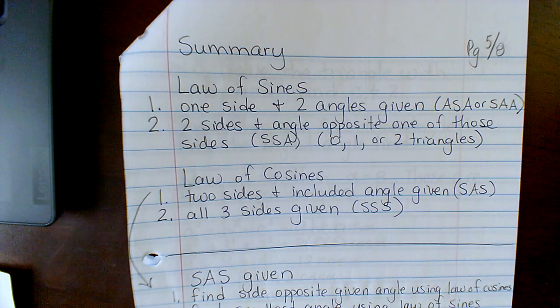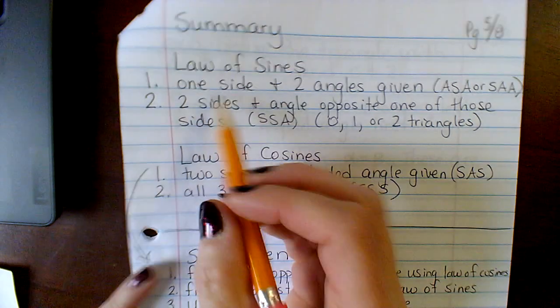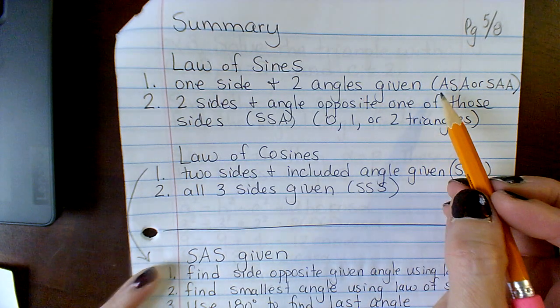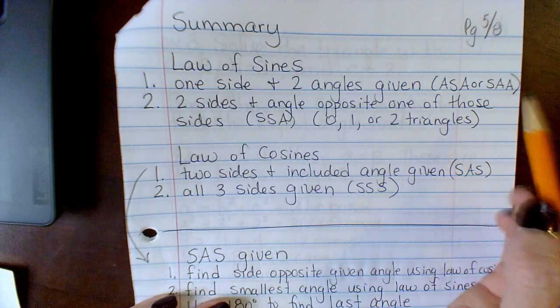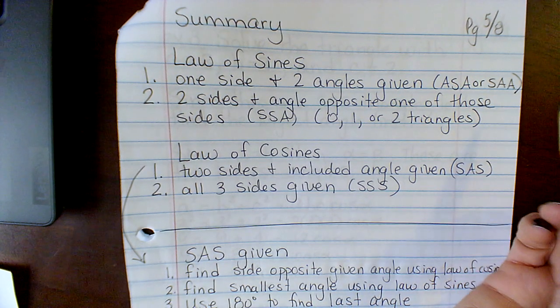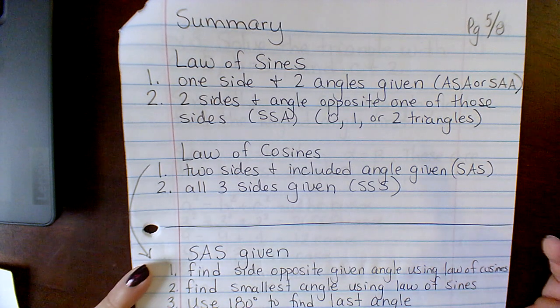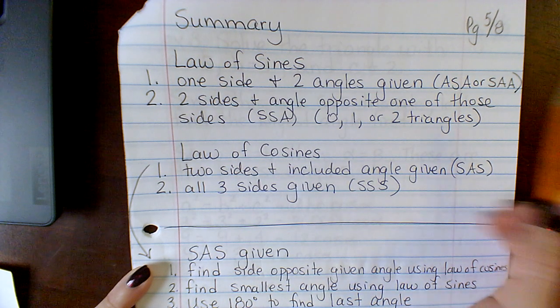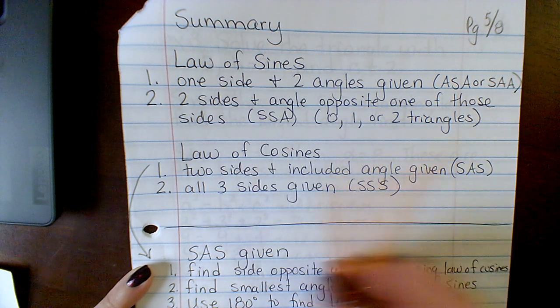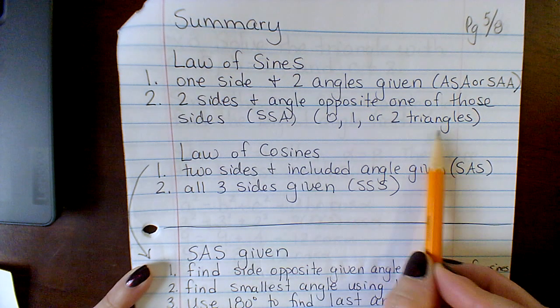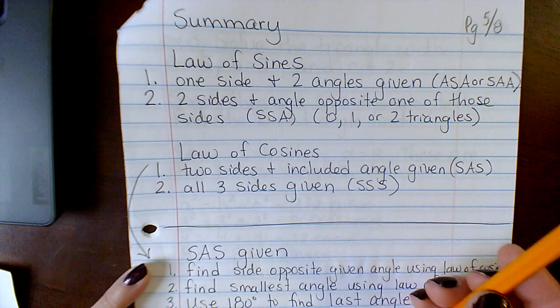Here's the continuation of section 10.2. So to summarize what we have so far, the law of sines we use when we have one side and two angles given, be it two angles and the side included or two angles and the non-included side. You can also use the law of sines whenever you have two sides and the angle opposite, or two sides and the non-included angle. That's the special case where we get 0, 1, or 2 triangles possible. So that's the only time that option is on the table for us.